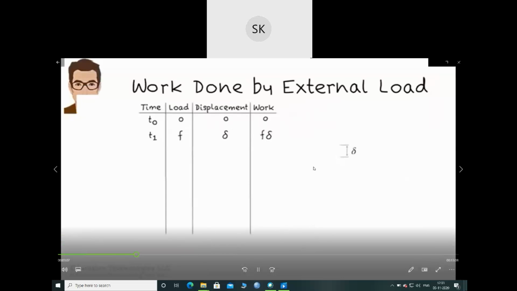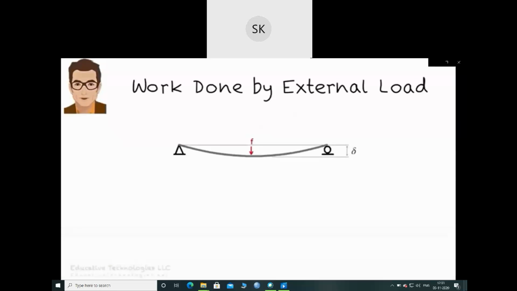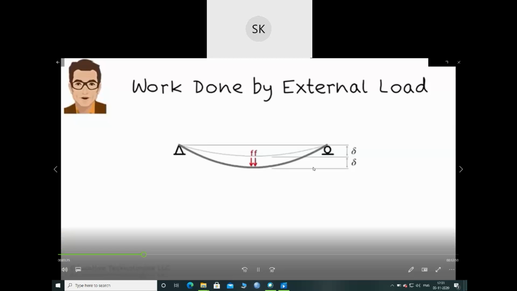So now let's place the next load increment on the beam. Here it is. At time t2, a second F is added to the beam, causing an additional delta displacement. How much work do you believe has been done at this step? I am not looking for the total work at the end of the second step. Rather, I want to know the work increment done at t2.